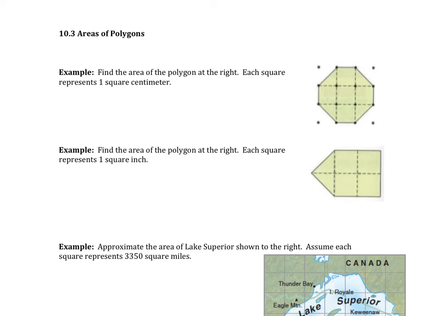Okay, today we're going to find area of polygons. I'm going to start right in with examples here. First example says find the area of the polygon at the right. Each square, so each full square represents 1 square centimeter.